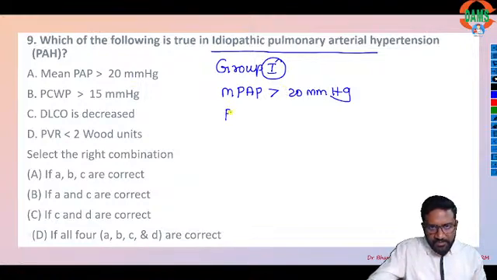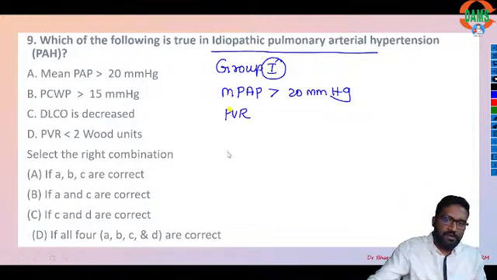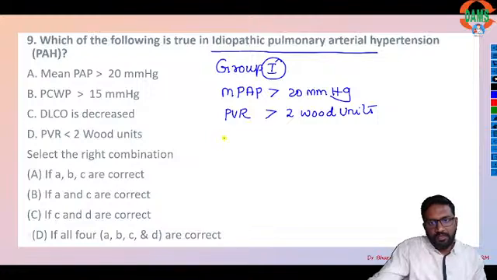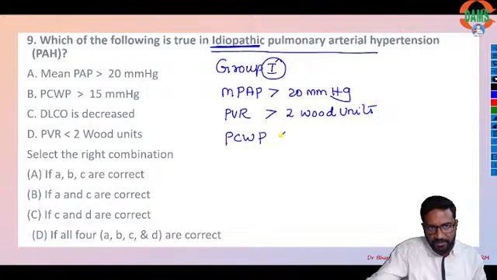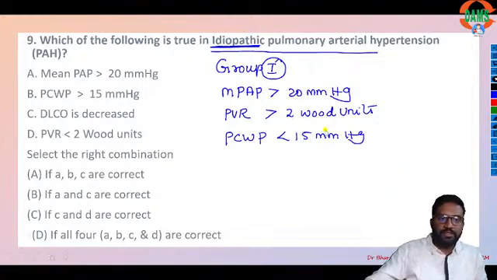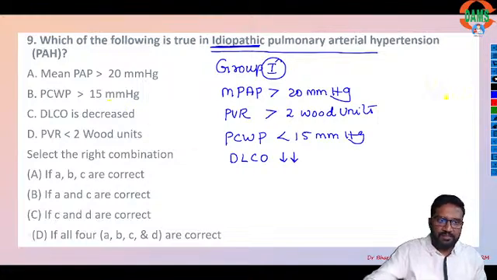Because this is due to direct narrowing of pulmonary artery. So here pulmonary artery will be directly narrowed. When the vessel is narrowed, the vascular resistance will increase. Pulmonary vascular resistance will be more than 2 Wood units. And there is no heart disease responsible. This is idiopathic. There is no heart disease. So PCW will be less than 15 mmHg. And because the pulmonary vasculature is narrowed, gas exchange will not be proper. DLCO will be reduced.